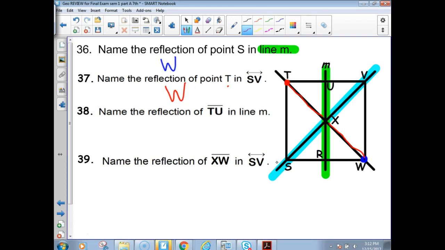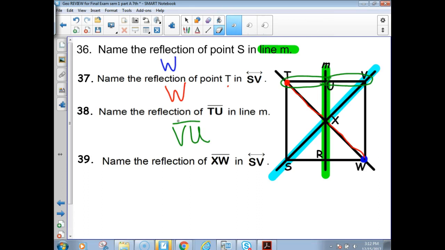Okay. Now I'm going to take segment TU, which is right here, and I'm going to reflect over line M to the other side, so it's going to be BU. Yep. Can't be UV. Has to be BU.